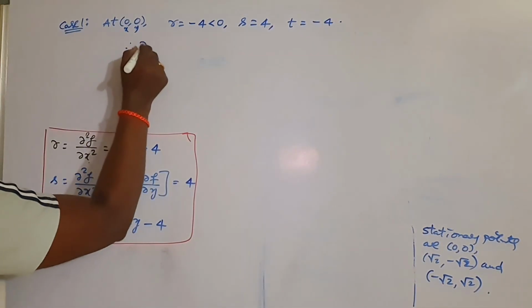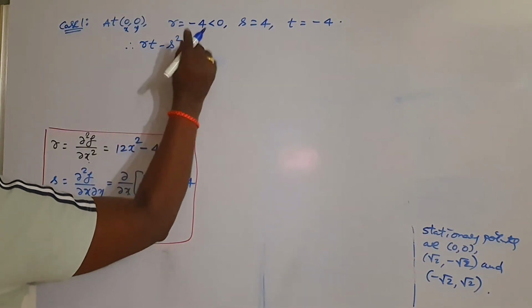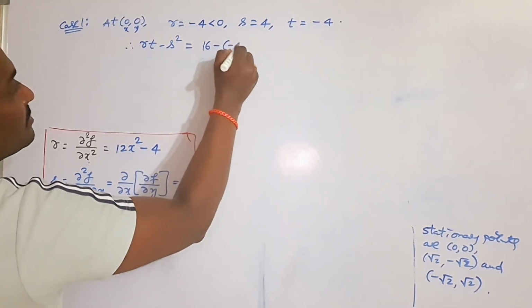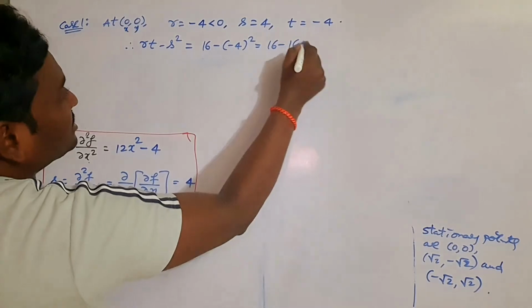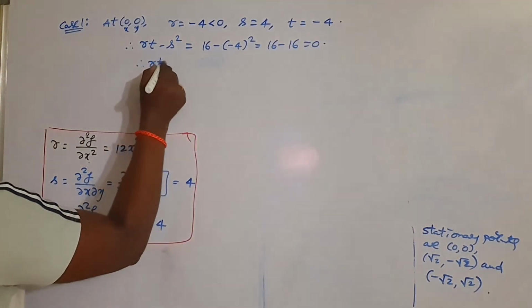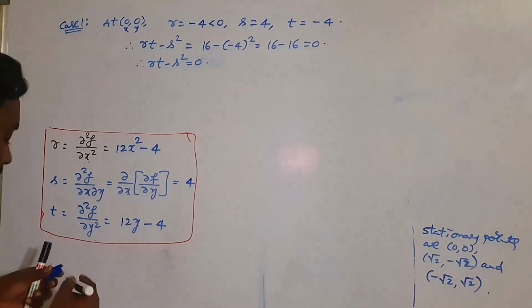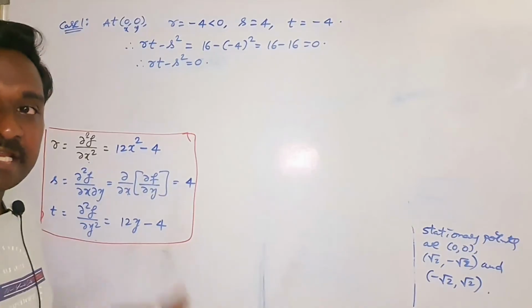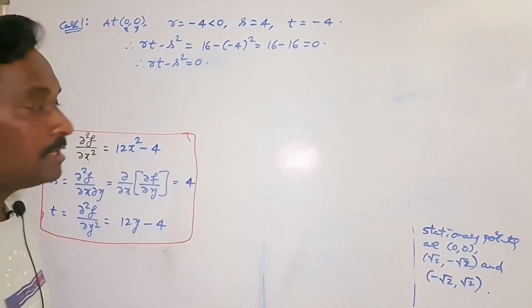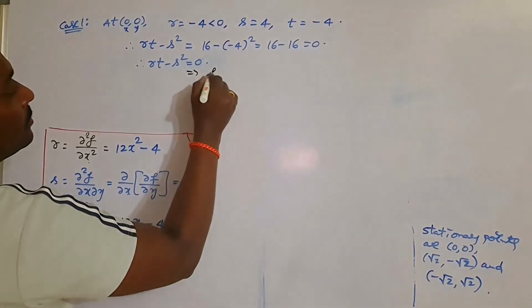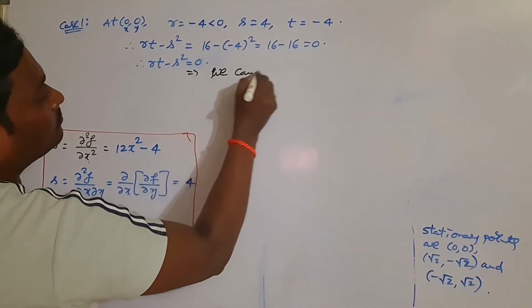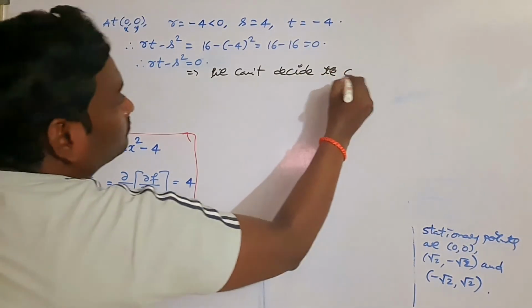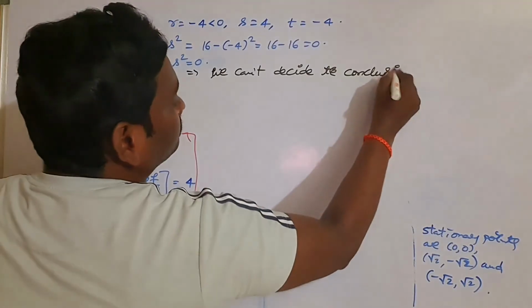So what is rt minus s square? rt minus s square is minus 4 into minus 4, plus 16, minus 4 whole square, so it is also 16. 16 minus 16 is equal to 0. So whenever we get rt minus s square equal to 0, we can't decide the conclusion. We can't decide anything from this investigation. It requires another investigation.